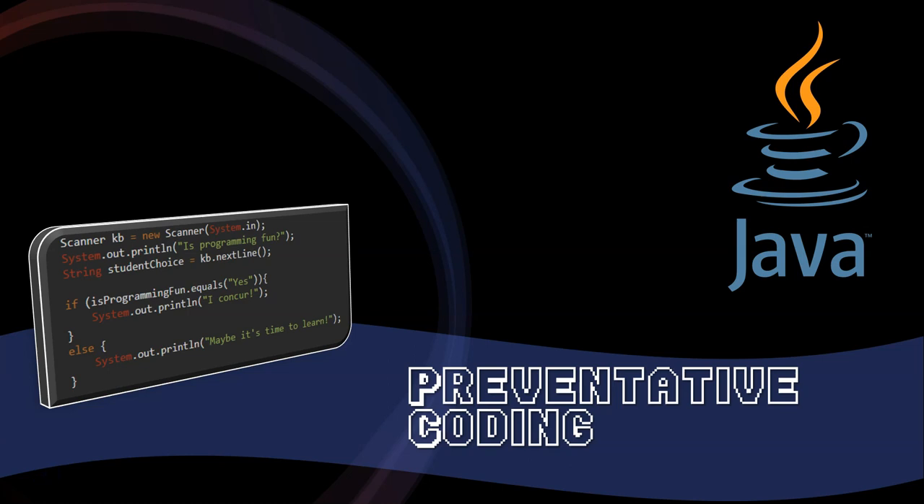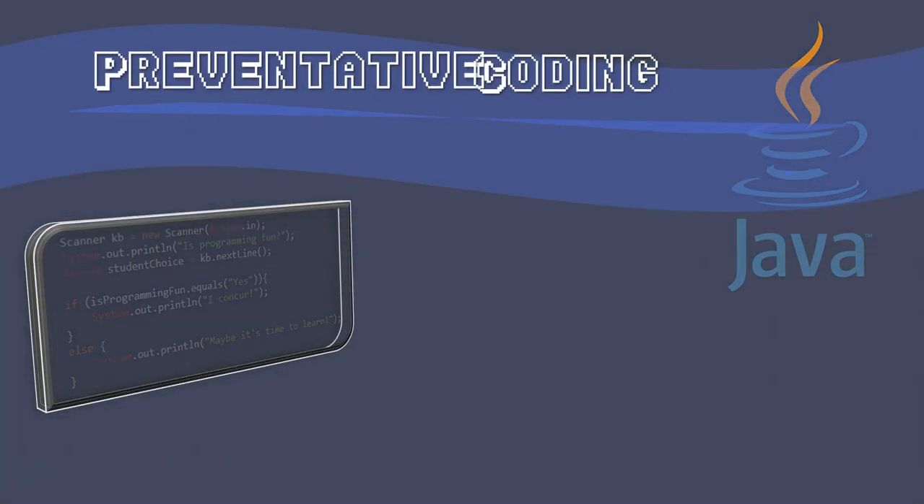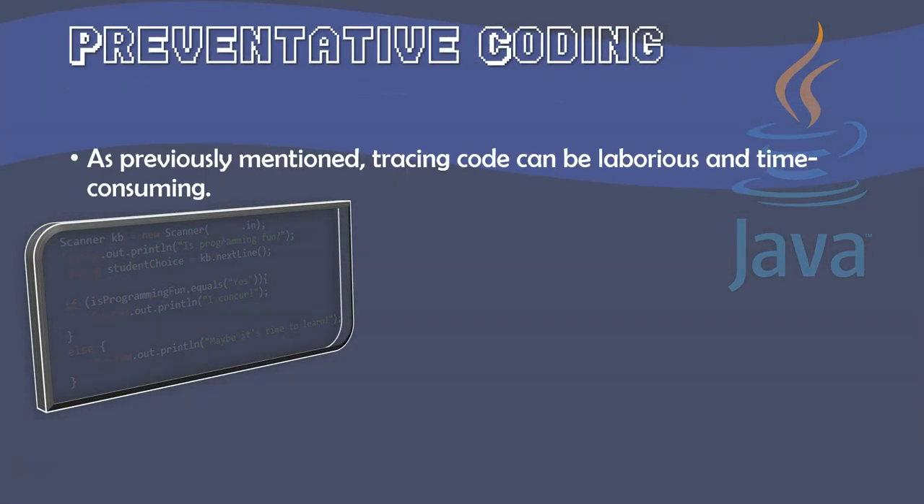And welcome back as we continue looking at different things for helping us write better programs. Today specifically, we're going to look at the technique known as preventative coding. So with preventative coding, we have different ways that we can approach this.